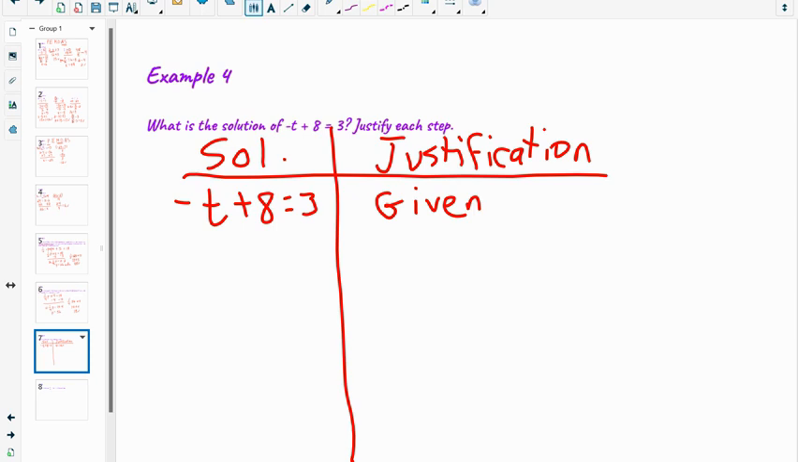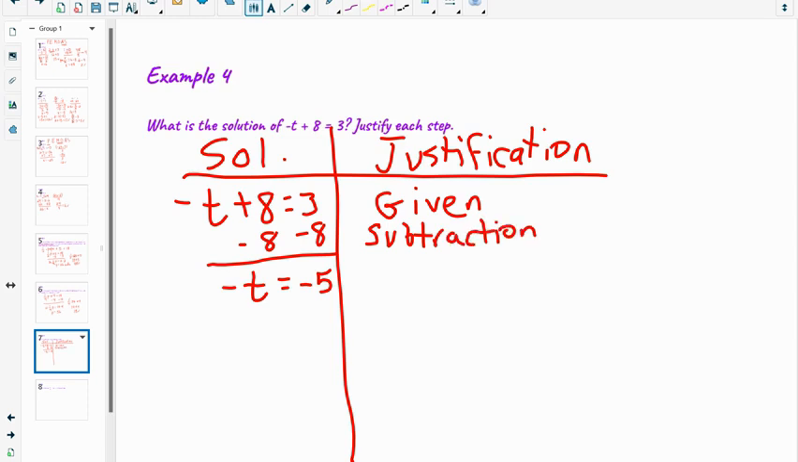Okay, so our first step is we're going to subtract 8 from both sides. And we got negative t is equal to negative 5. Now, we have to give 2 justifications for this because we subtracted originally. So that will be one justification, subtraction. And then we combined the 3 minus 8. We actually did the calculation. This would just be a simplification. We could also say combining like terms, but that's too much writing.